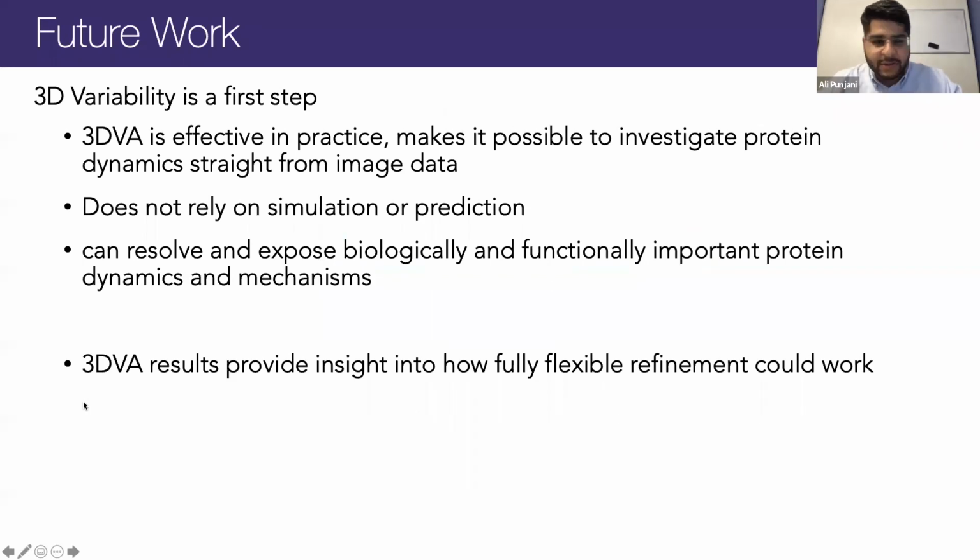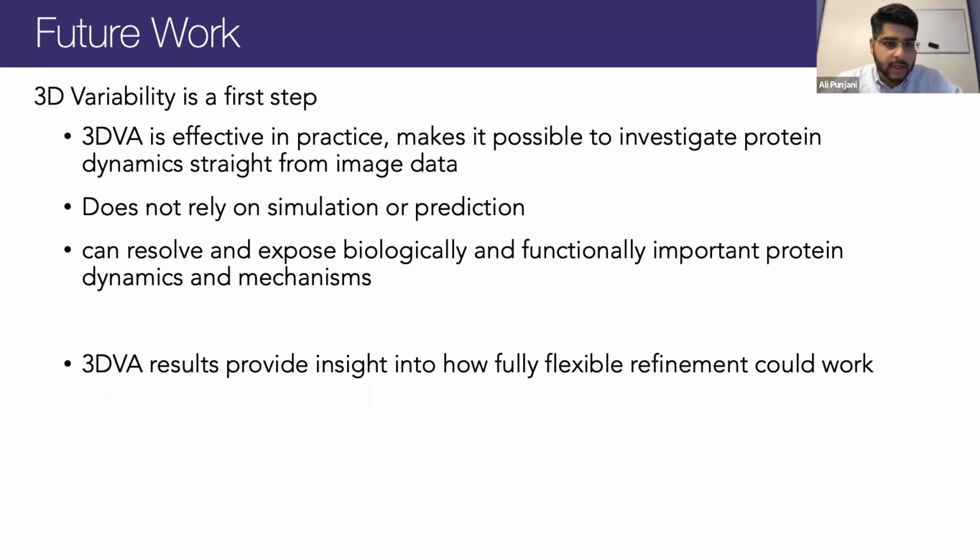And just to conclude, 3D variability at this point is a first step in our pathway to solving heterogeneity really well for single particle cryo-EM and getting to that final state where we can really resolve all the different conformations and high resolution structures, even of flexible proteins. It's effective already in making it possible to investigate protein dynamics straight from the image data without relying on simulation or prediction. And it can resolve and expose biologically and functionally useful dynamics and mechanisms that people are finding already in their work.